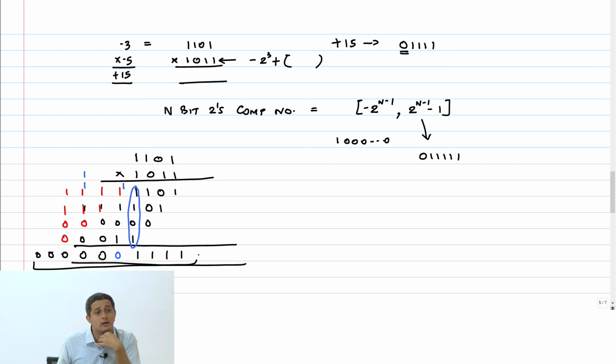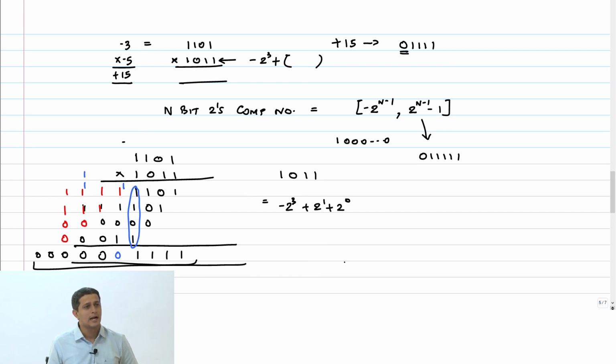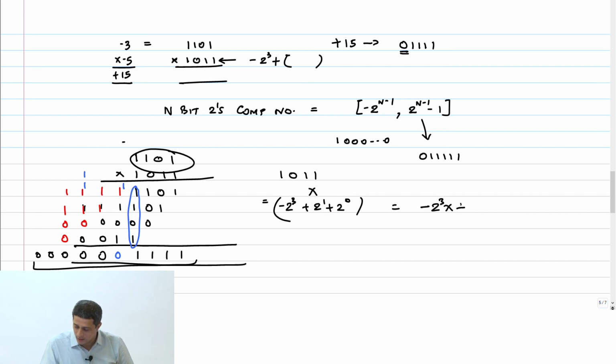Why are we doing only in the? Correct. Oh, that's because you look at the mathematical representation, right? If you take this 1101, 1011, this is basically minus 2 power 3 plus 2 power 1 plus 2 power 0. And we are now multiplying with this number, right? Let's say this is x into this. So if I write this, it will be minus 2 power 3x plus 2 power 1x plus 2 power 0x. That's what we are doing here.